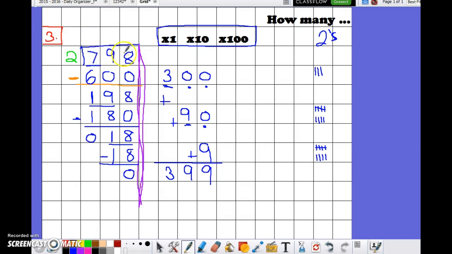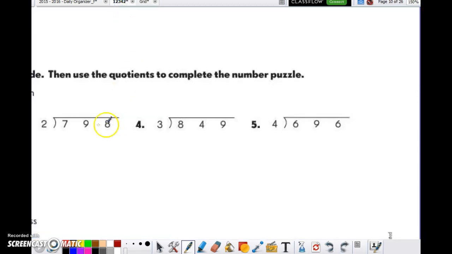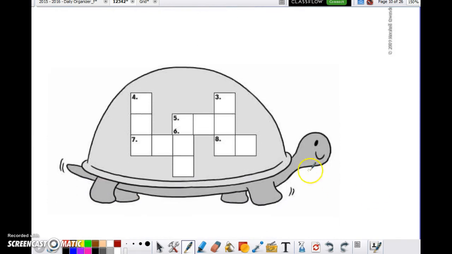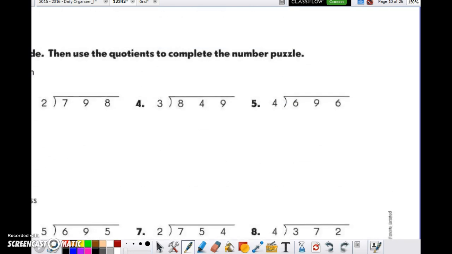So 798 can be divided by 2, 399 times. In other words, you can have 2 groups of 399 to get to your 798. In my grouping then, I go back. This is number 3 down. I go to number 3 down and I put 399.